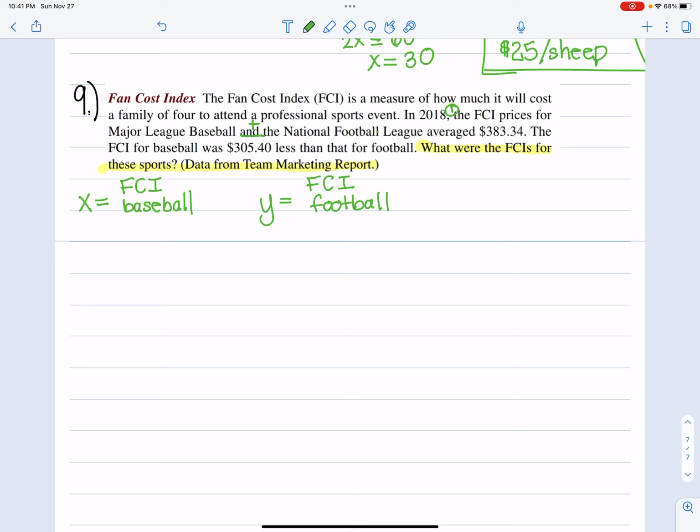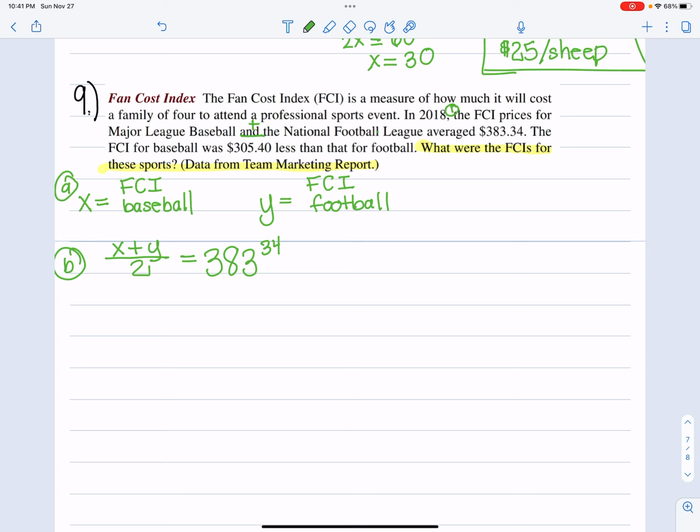So I would take, this is A, part A, I define my variable. Part B is now I'm giving my equations, right? So it says the price of the two averaged, okay? So we got to do X plus Y. Average means I divide by just two because there's just two of them, and it will equal $383.34, okay?